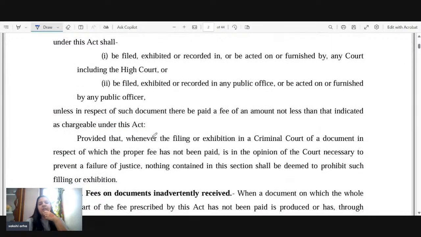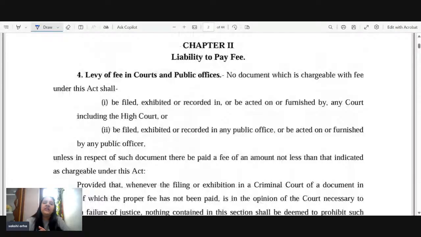Moving on to the next thing, that is Chapter 2, liability to pay fee. So who all will have the liability to pay fee? Who has to pay the fee? It says levy of fee in courts and public offices.